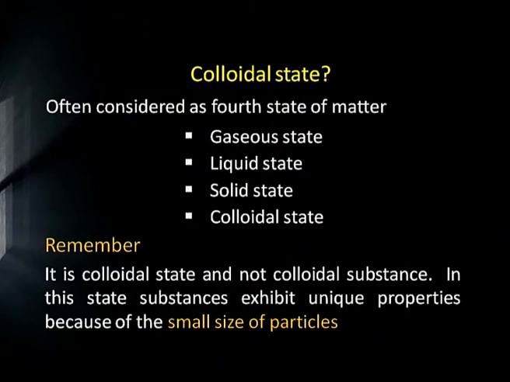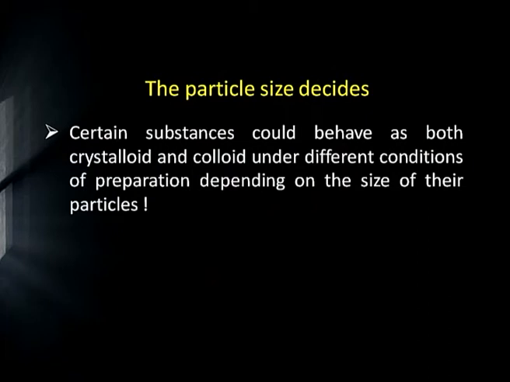Substances can be brought into colloidal form by various techniques. So, in this state, substances exhibit unique properties because of the small size of particles. It is the particle size that decides whether the substance is a colloid or not. Certain substances could behave as both crystalloid and colloid under different conditions of preparation, depending on the size of their particles.